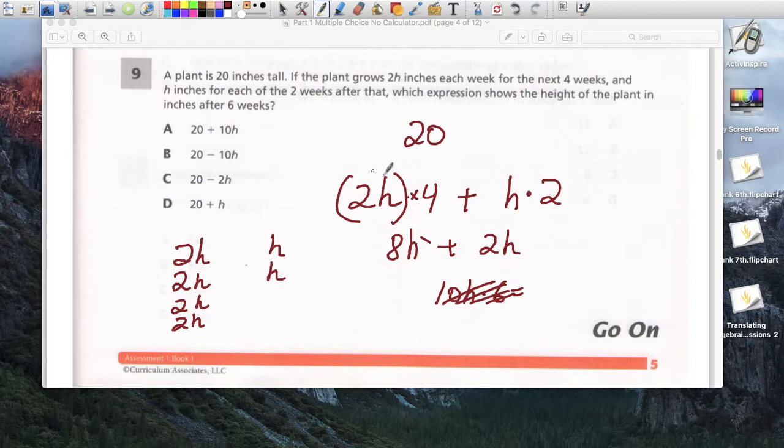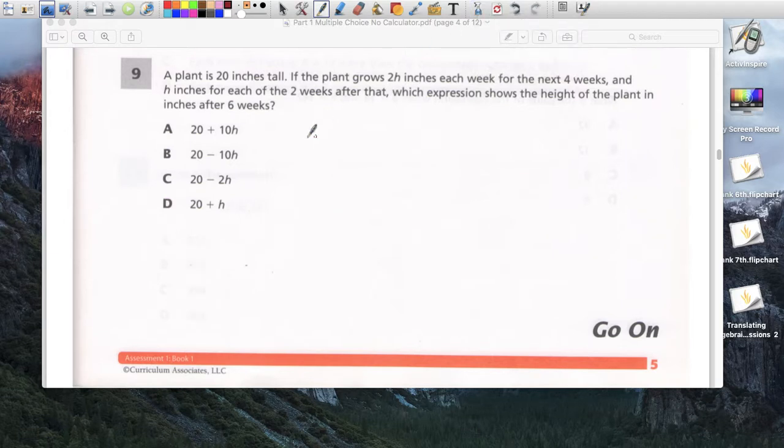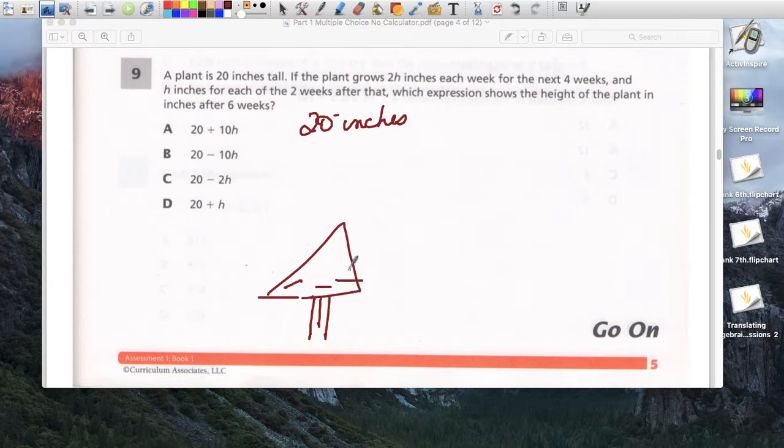So let me redo it, okay? So a plant, it's 20 inches tall, okay? It's already 20 inches tall. So here's a plant, I'll make a tree, I think, plant. Okay, here's a plant. The height of this plant is 20 inches. It's already 20 inches. Okay. Now it's going to grow. It's going to grow taller.